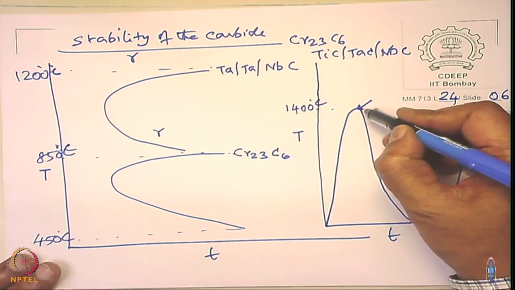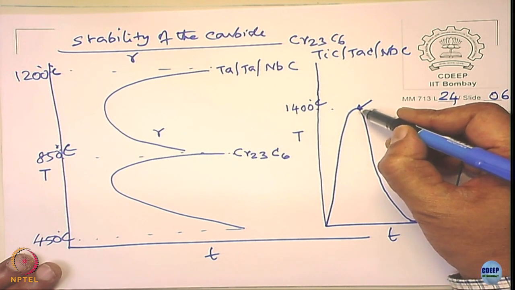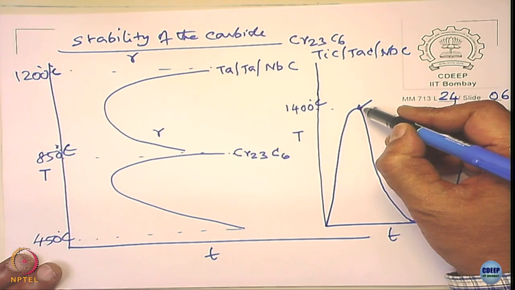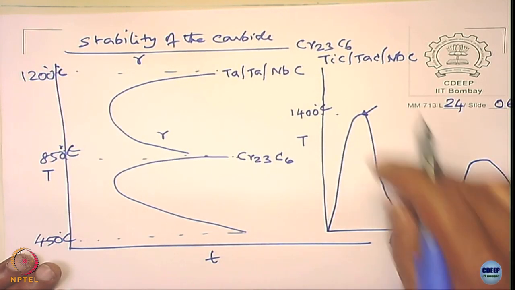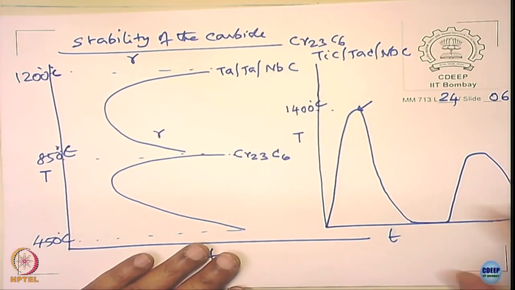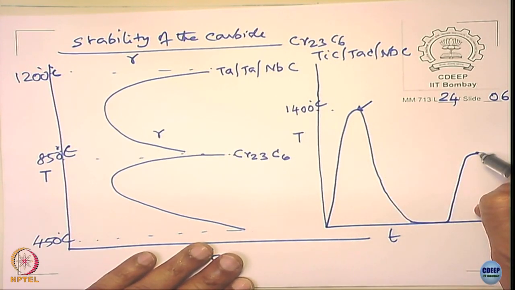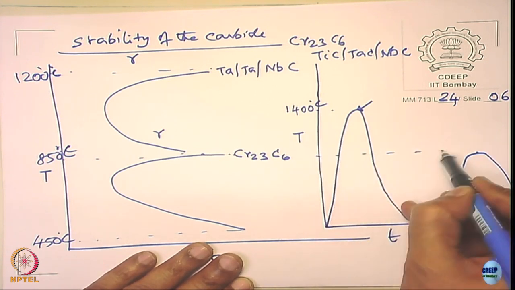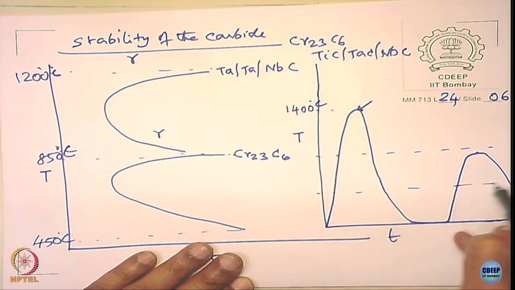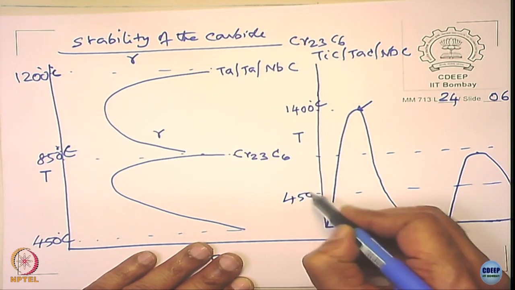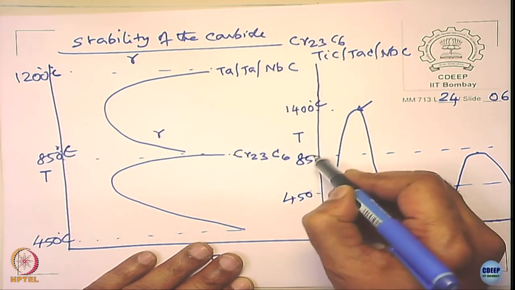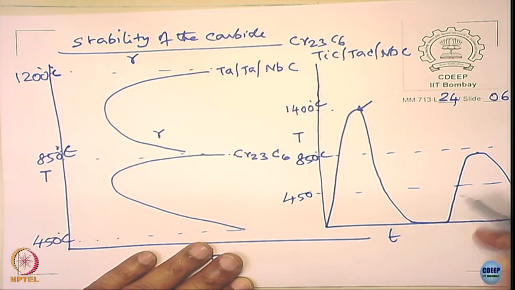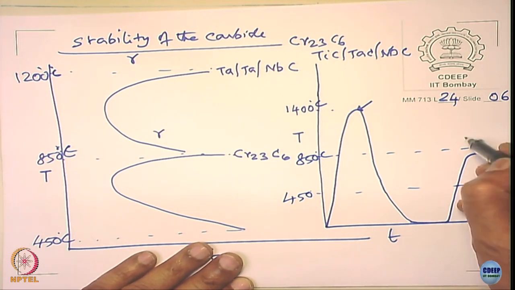When you raise this temperature, what is happening to these carbides? They all dissolve now, right? They dissolve, okay? When you again raise it to this temperature, what happens now? This is in the range of, so what happens now? Suppose you reheat again, what happens now? What forms? Chromium carbide forms.